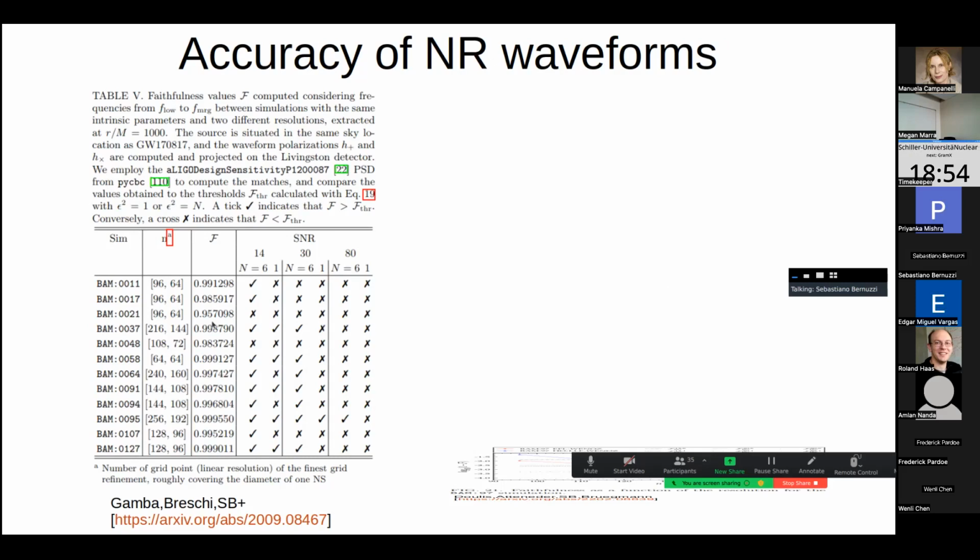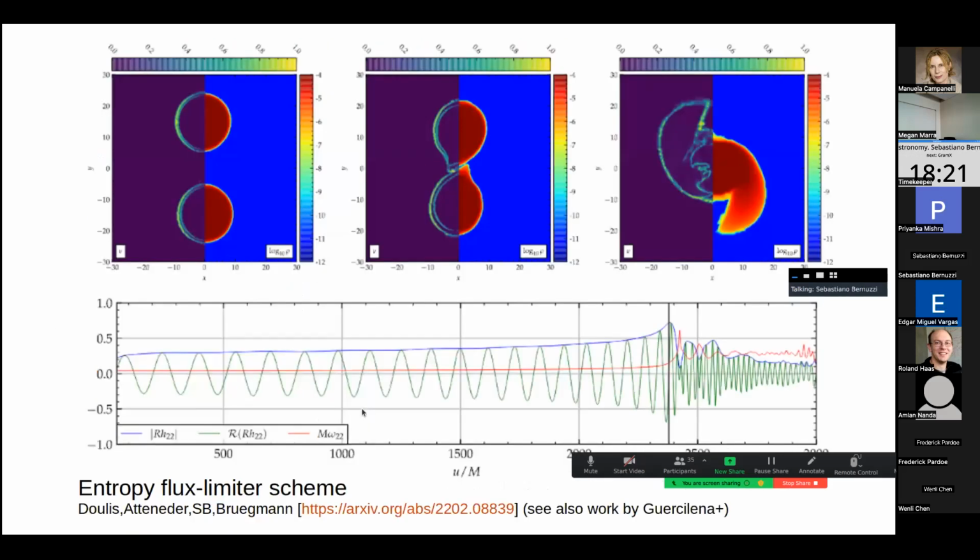I don't want to give you all the details, but it's essentially a faithfulness analysis as a function of SNR. And what this tells you is that every time there is an X, it means that this particular numerical relativity waveform is not sufficiently accurate to make a parameter estimation at that SNR. And you see that as soon as you reach this threshold of 80, essentially most of the data is not fine. So this motivated us as numerical relativists to investigate better and improve our methods, and that's one of the projects that we have done in this direction.